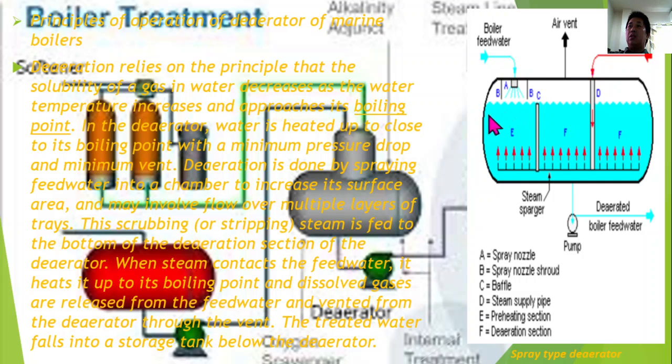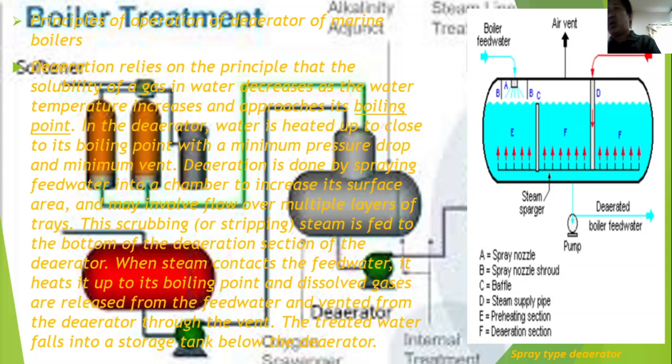So here is the surface, and it may involve flow over multiple layers of trays. So this one is steam, this scrub steam. When steam contacts the feed water, so here, steam contacts the feed water, it heats up to its boiling point and dissolves the gases.